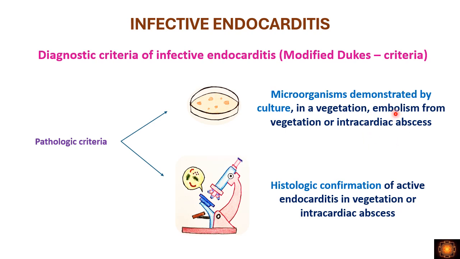So any material from these which comes out to be positive on culture for the microorganisms, and another is if it is histologically confirmed. We have the demonstration of these organisms in the vegetation or intracardiac abscess. So histopathological confirmation and microbiologic confirmation come under pathologic criteria.